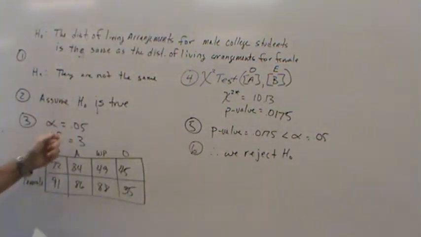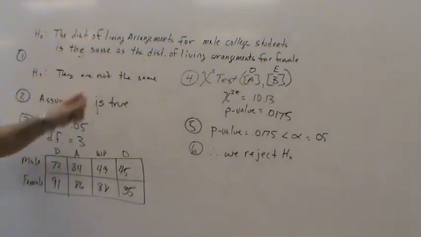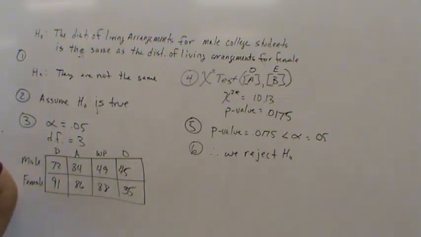And so again, at an alpha level of 0.05, and based on the sample data, there is strong evidence to reject the claim that the distribution of living arrangements for male and female students at this college are the same. And that's it. That's the test for homogeneity. So again, all we're doing is testing to see if the distribution for two different populations are the same.